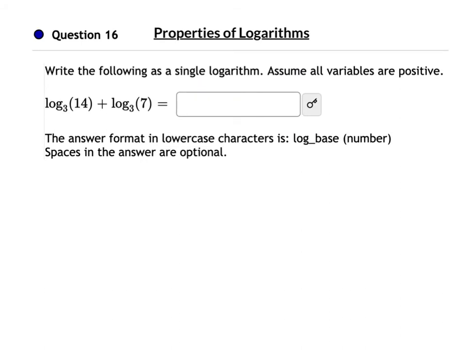Question 16. Write this as a single logarithm. Logarithms are exponents. When do you add your exponents? That's when you're multiplying. This is equal to the log base 3 of 14 times 7. So we'll simplify that. Take 14 times 7, which is 98. This is the log base 3 of 98.